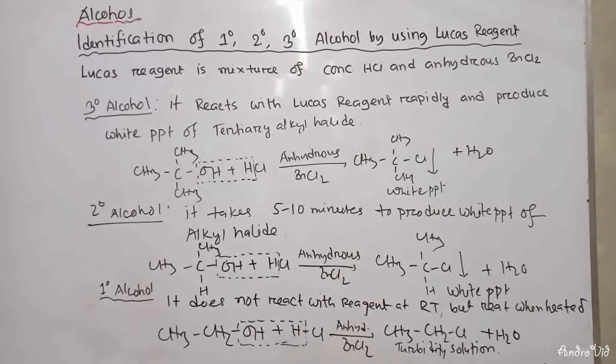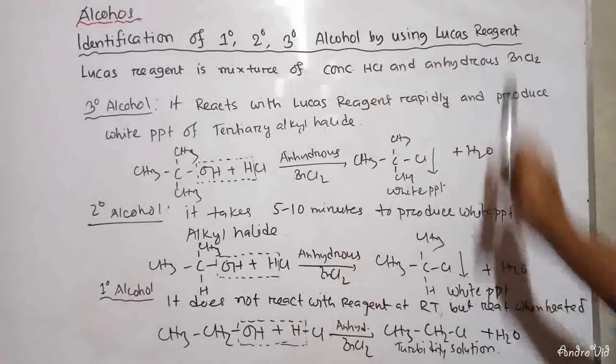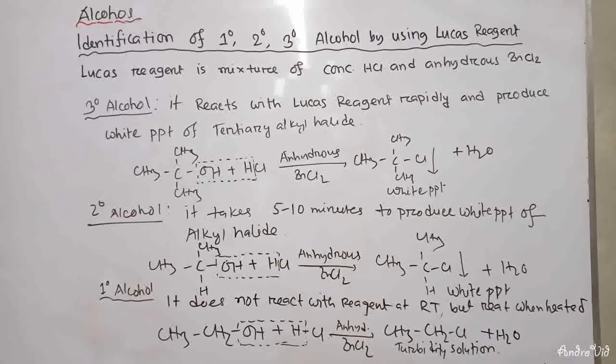So dear student, now I would like to identify 1 degree, 2 degree and 3 degree alcohol by using Lucas reagent. First, what is Lucas reagent? Lucas reagent is basically the mixture of concentrated hydrochloric acid and anhydrous zinc chloride. So concentrated hydrochloric acid and anhydrous zinc chloride, the mixture is called Lucas reagent.